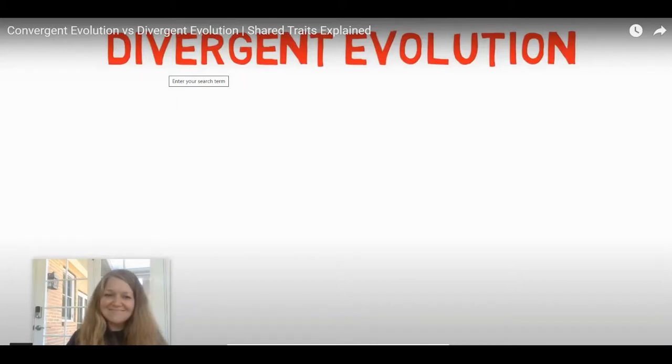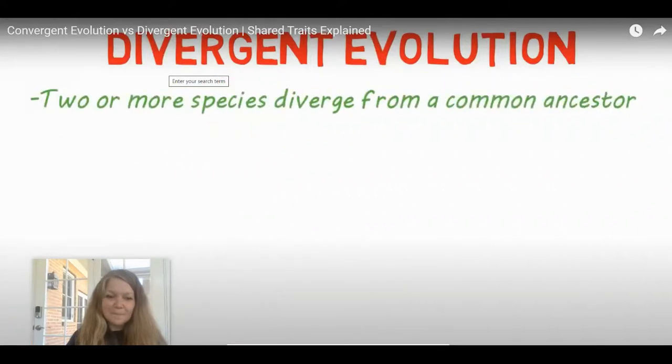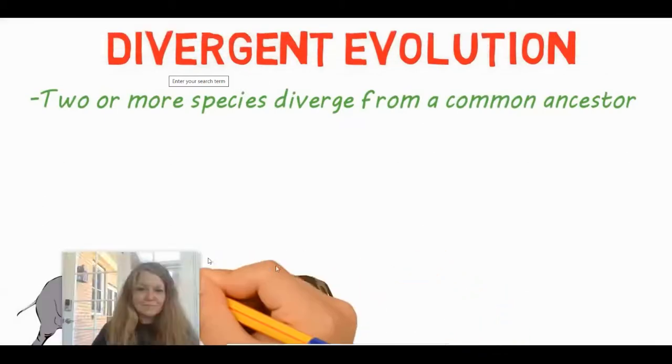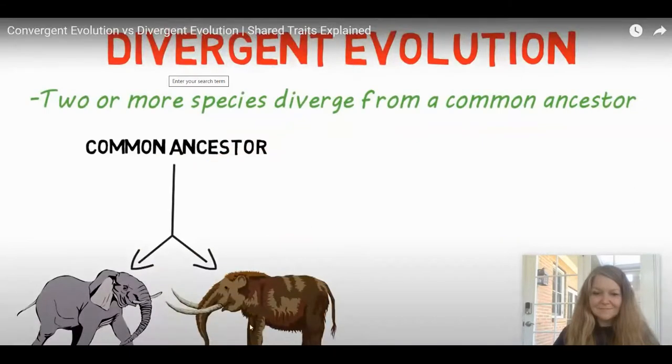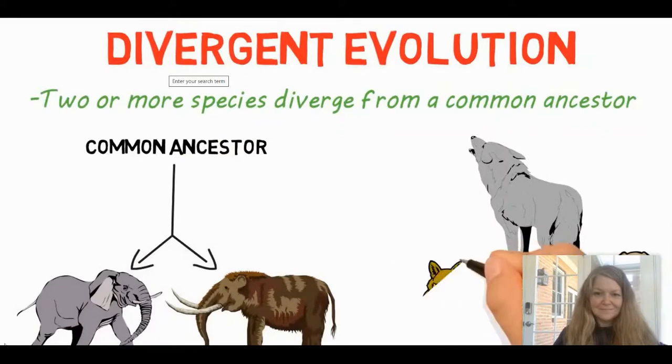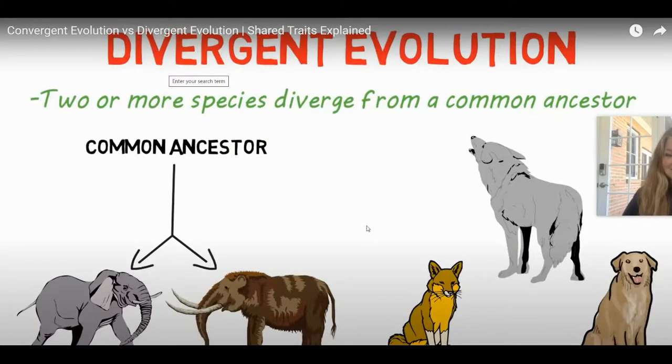Okay. So in divergent evolution, two or more distinct species share a common ancestor from which they both diverge. A common example is the modern elephant and the woolly mammoth. They share a common ancestor and yet evolved into two different species. Another example is the dog, the wolf, and the fox. Again, they share a common ancestor yet evolved independently, right? They all diverge from a common ancestor.